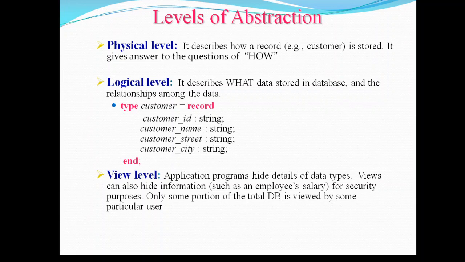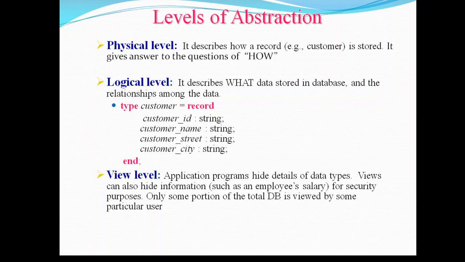Coming to the logical level, this level completely describes what data is stored in the database and what type of relationship exists between those data. All these are answered at this level. That means it gives the answers to the question of what. In the example here, the record name is customer, and in that customer I am going to keep the fields or data as customer ID, which is of type string, customer name, of type string again, customer street, of type string again, and customer city, which is also of type string. Here the major focus is on what data is stored in the database.